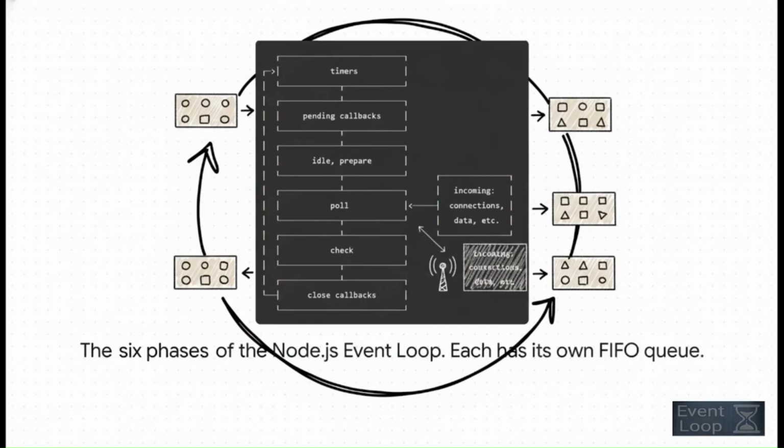Yeah, so the loop isn't just one big circle. It moves through a straight order of steps every single time, and each step has its own to-do list, its own line of callbacks. The rule is the loop has to finish every single task in one line before it's allowed to move on to the next step.